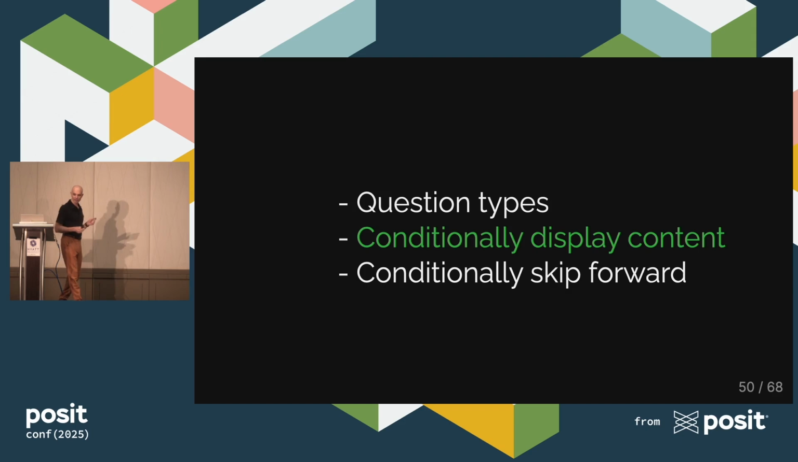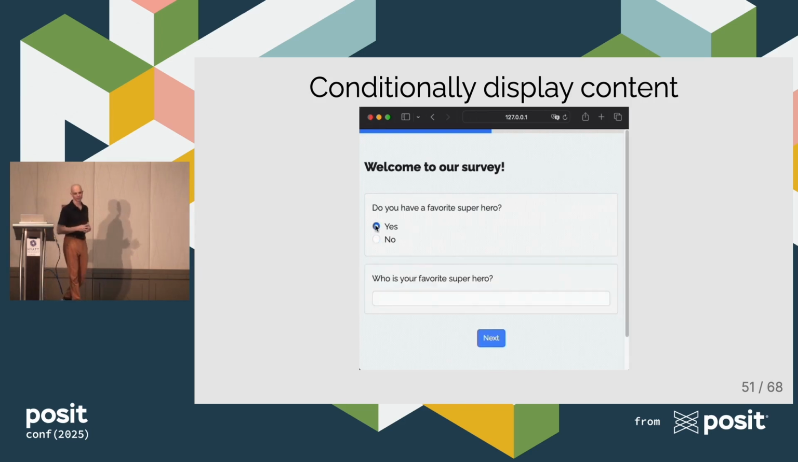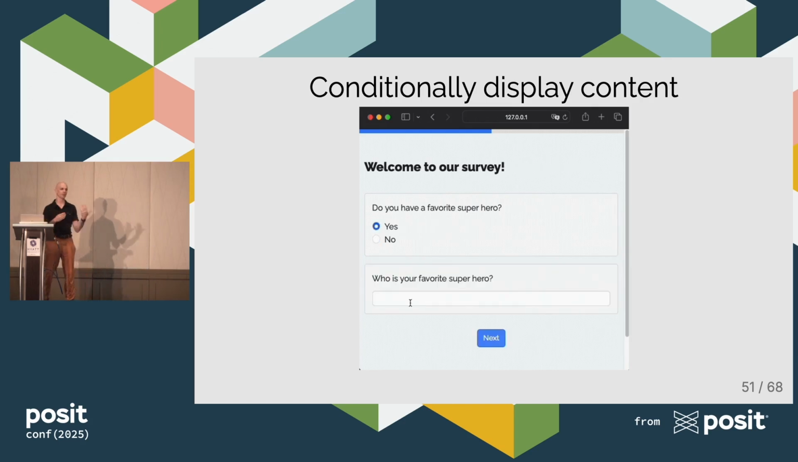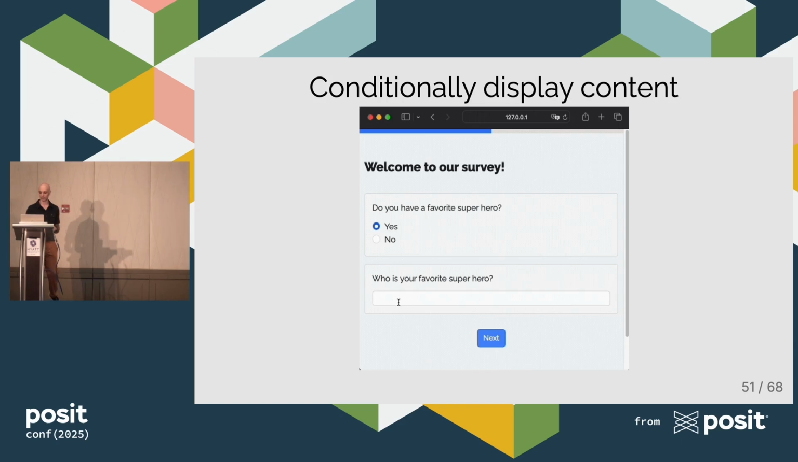A couple other things I want to highlight are logic control, right? A very common thing you might want to do in a survey is be able to conditionally control something that's happening on the survey based on the response of a respondent, right? So something like this, where you have a question that says, do you have a favorite superhero? And only if you say yes do you see that second question pop up. So that kind of conditional display logic, we wanted to be able to support that as a native thing. That was an early goal in the package.